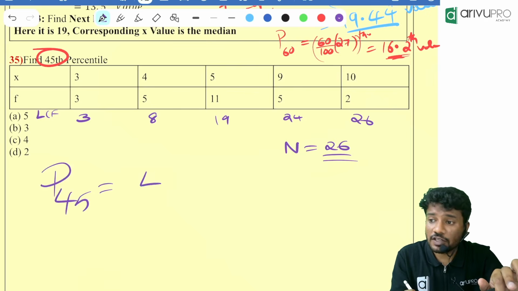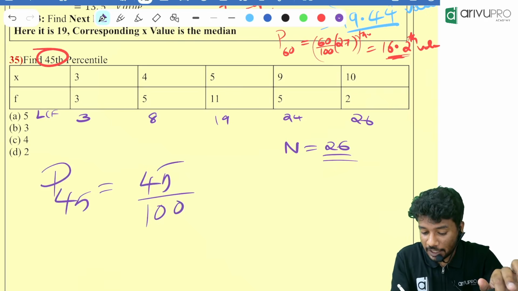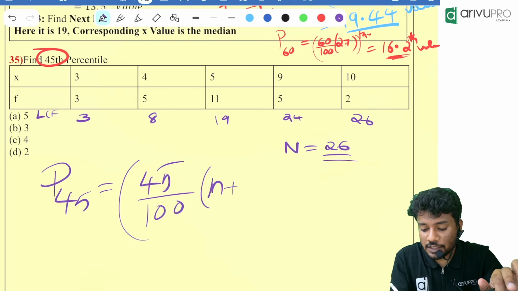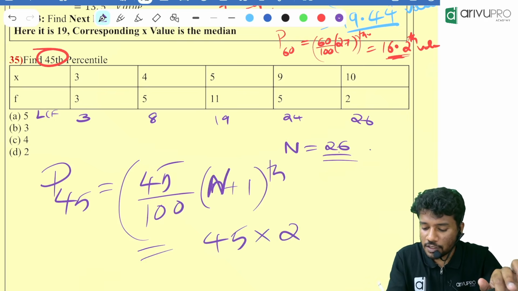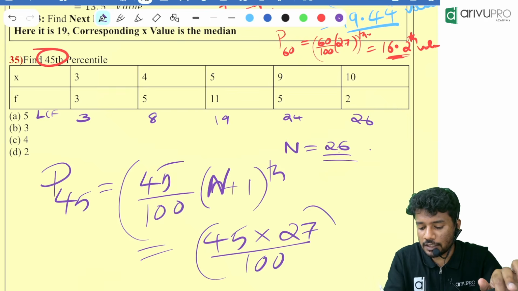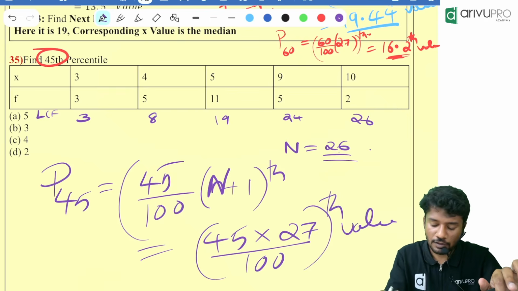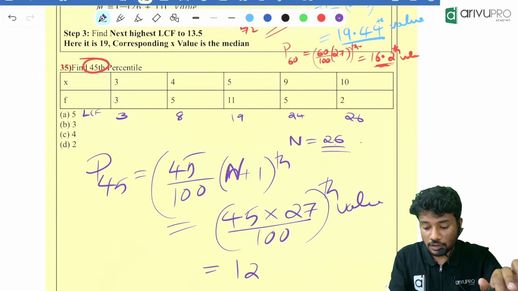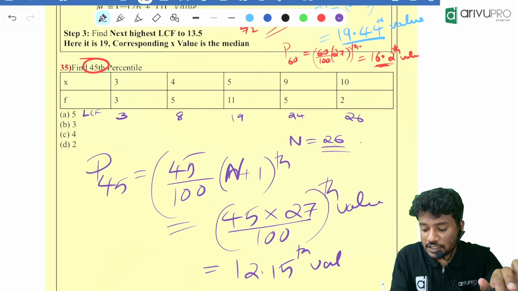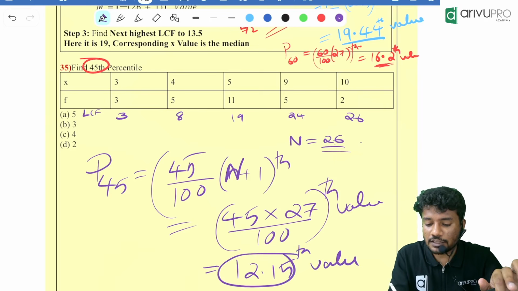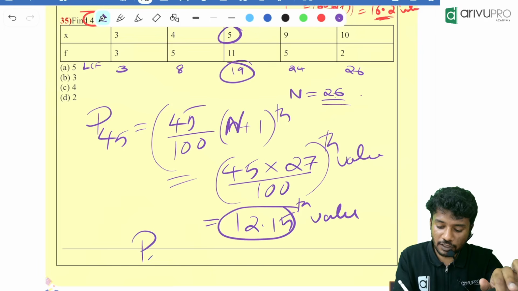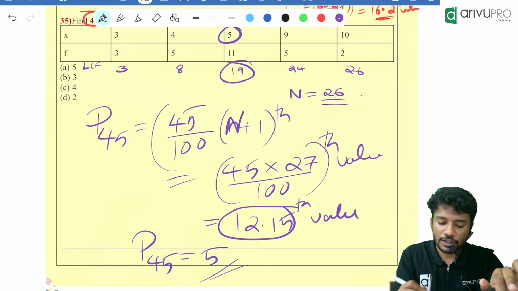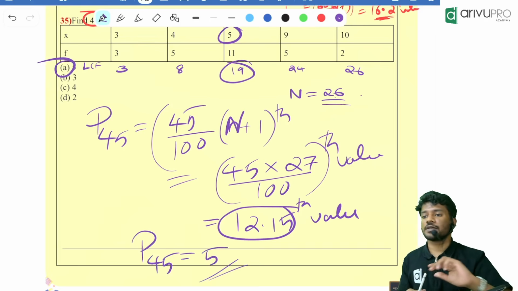Now we require to find P45. P45 is 45 divided by 100 into N plus 1th value. N is 26, so 45 into 26 plus 1, which is 27, divided by 100th value. How much is the value? 12.15th value, which is just greater than 12.5... that is 19. The corresponding x value is 5. So P45 is equal to 5. Understood the method? Option A is your answer.